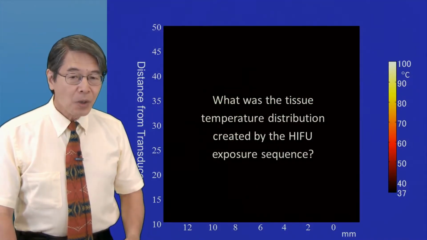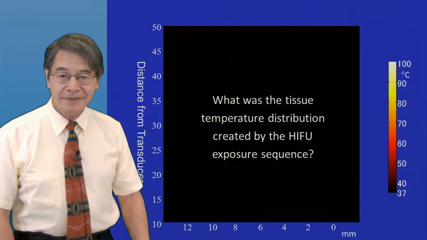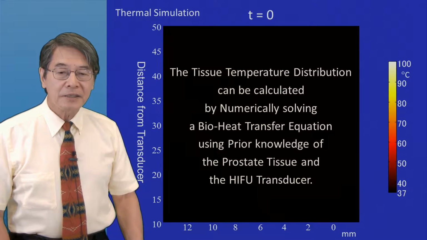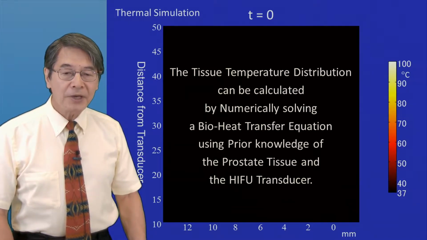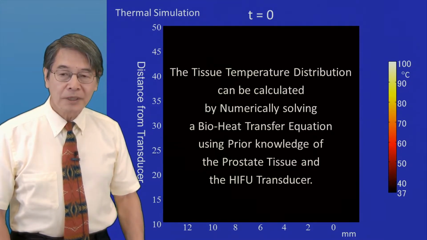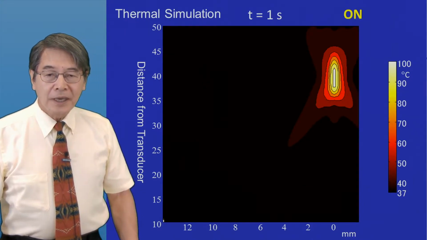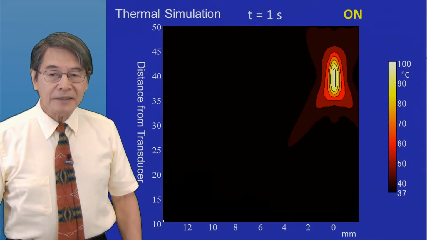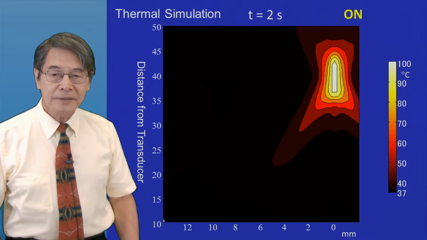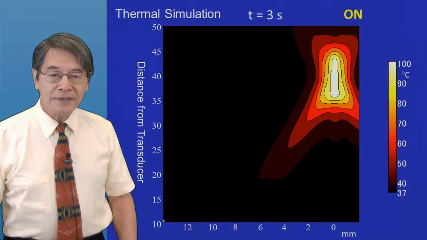Then what was the temperature distribution created by the HIFU exposure sequence? The tissue temperature distribution can be calculated by numerically solving a bioheat transfer equation using prior knowledge of the tissue and HIFU transducer. Here is the temperature distribution a second after the start of the first HIFU shot. 2 seconds, 3 seconds, the HIFU transducer is turned off after this.